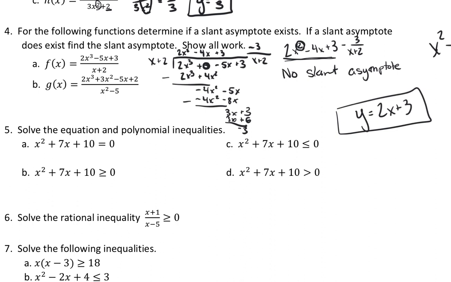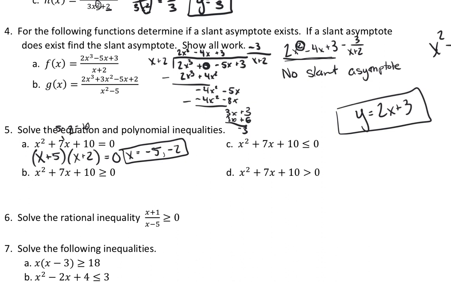So, question number 5, solve the equations and polynomial inequalities. So this one is just a regular equation, so we can factor it out. This one's going to be x plus 5 and x plus 2, because this will split into 5 and 2, and 5 times 2 equals 10. That means x will equal -5 and -2.